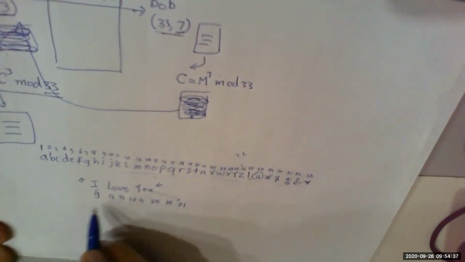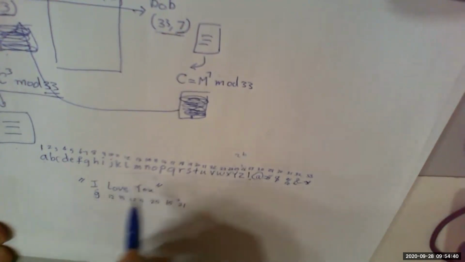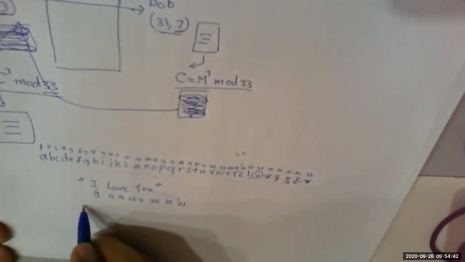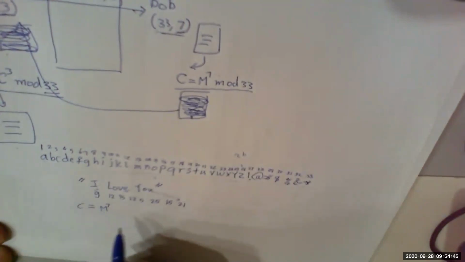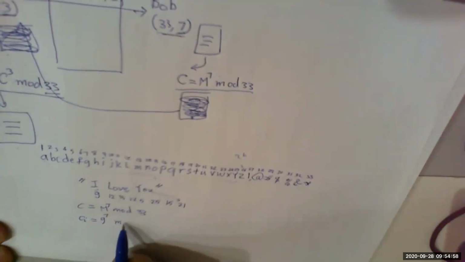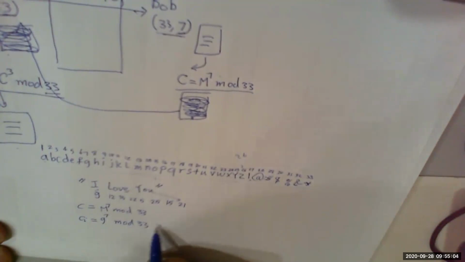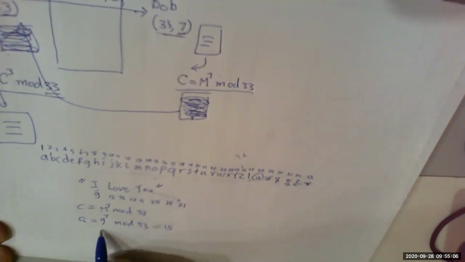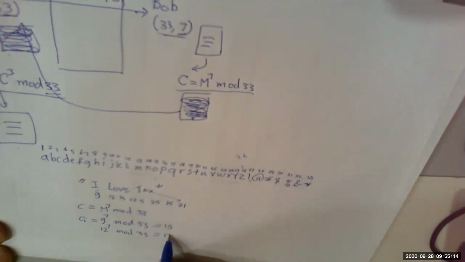I can apply this formula: C equals m to the power 7 mod 33. So for 9, C equals 9 to the power 7 mod 33. If you use your calculator, this will lead to 15. And 12 to the power 7 mod 33, if you use your calculator, will be 12.